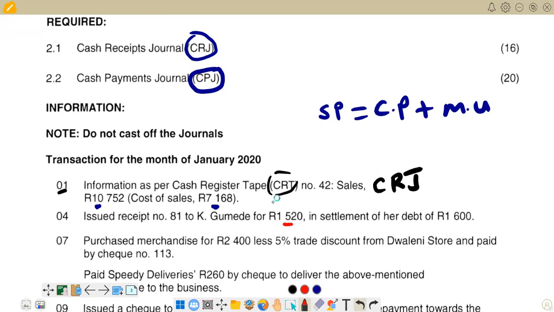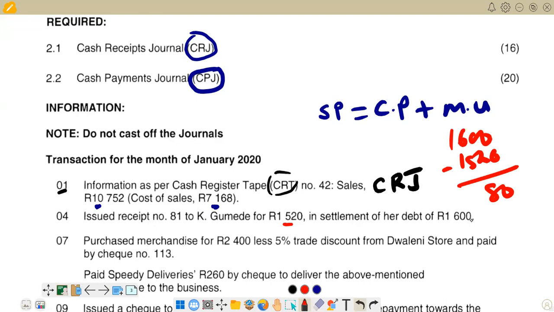So what does it mean? It means there is a discount allowed. To get the discount allowed, we are saying 1,600, then we subtract 1,520, so that we get our discount allowed. If you subtract the two, obviously we are going to get 80. So our 80 is representing our discount allowed in this sense.